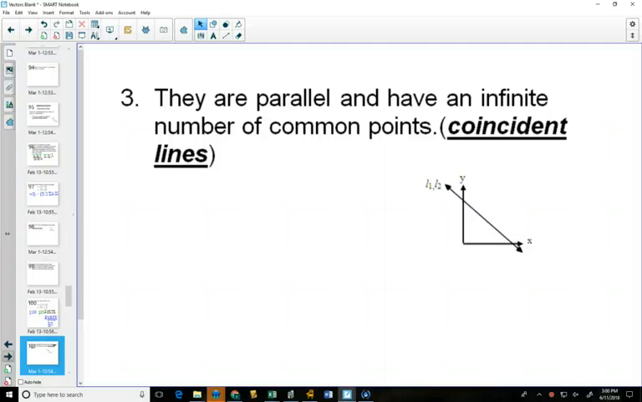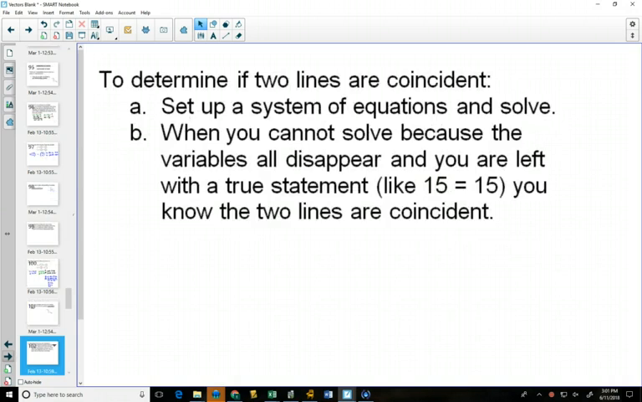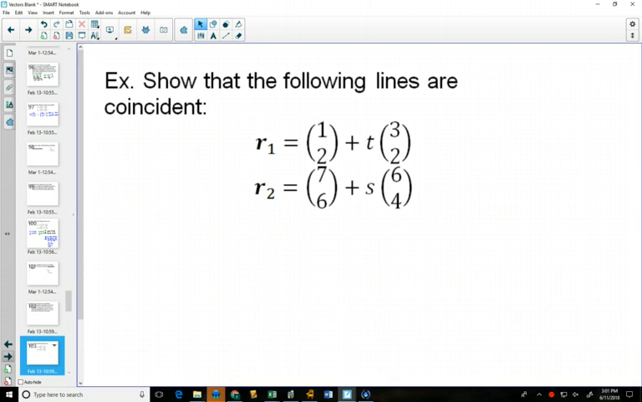The last possibility in 2 dimensions is that they're the exact same line. If you were solving this type of equation, all your variables would disappear again, but you would get a true statement. Some number equals some number, it's the same number. That's always true. And that would imply that things are coincident. So what's an example of that? We're going to show that those two lines are coincident.